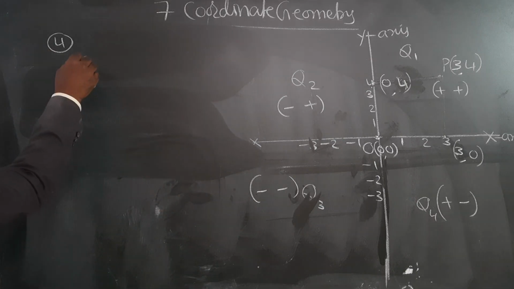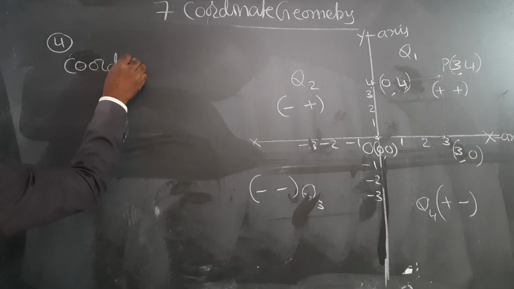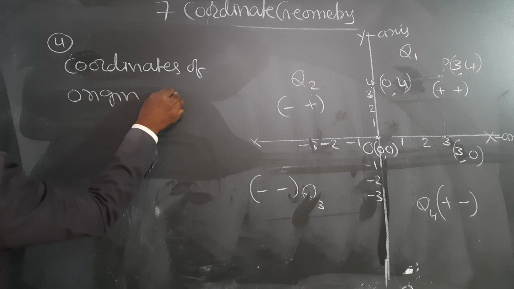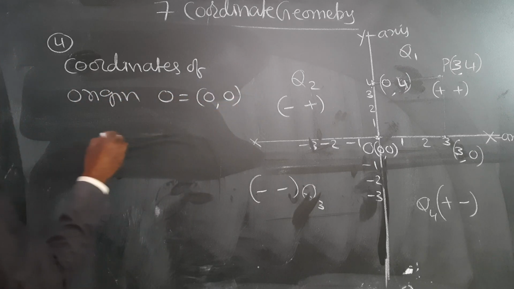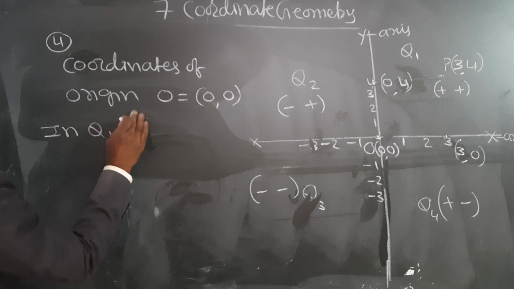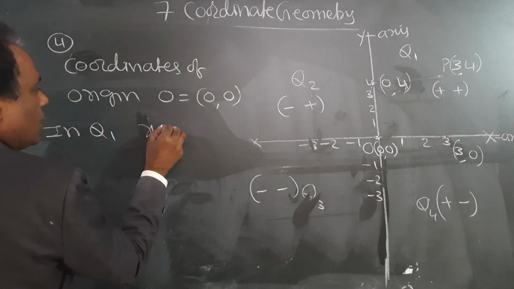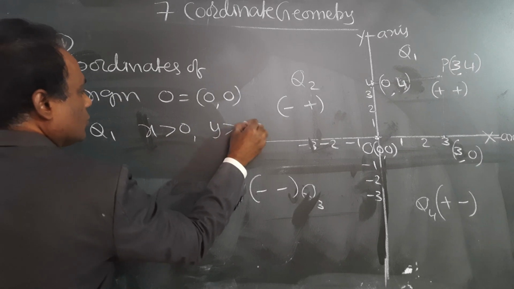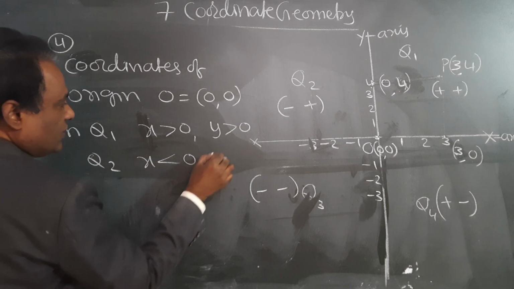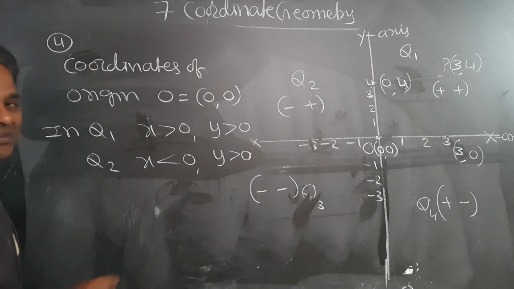Next. Coordinates of origin. Write down. Origin coordinates (0, 0). Next. In the first quadrant, both x and y are positive. In Q2, x is negative, y is positive. Positive means greater than 0. Negative means less than 0.